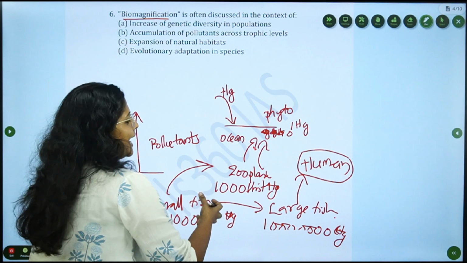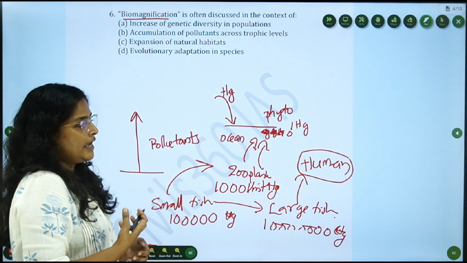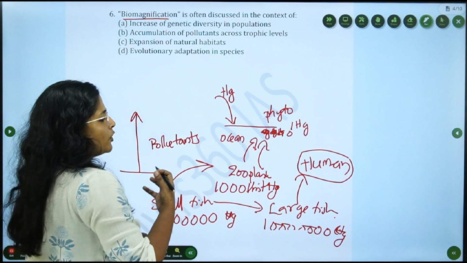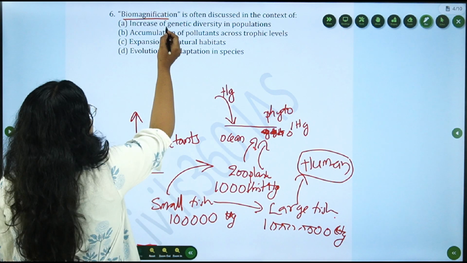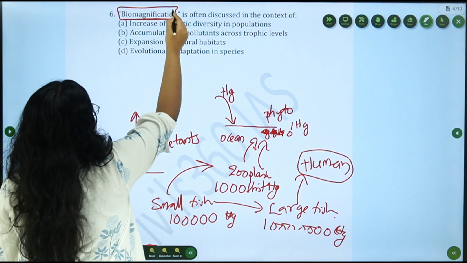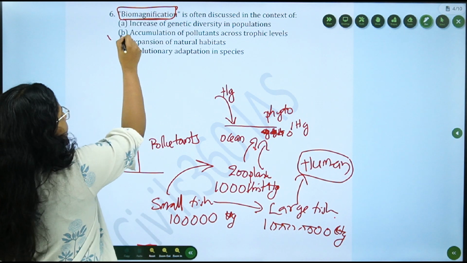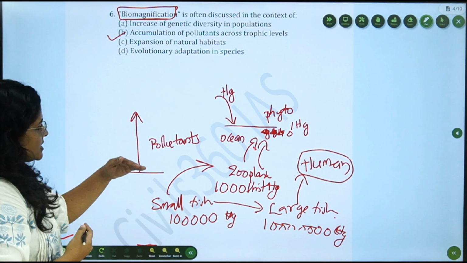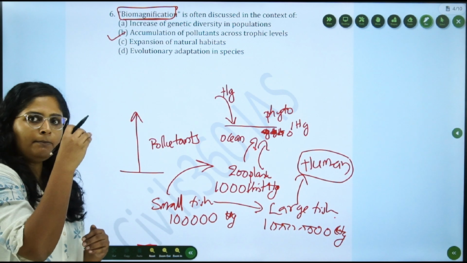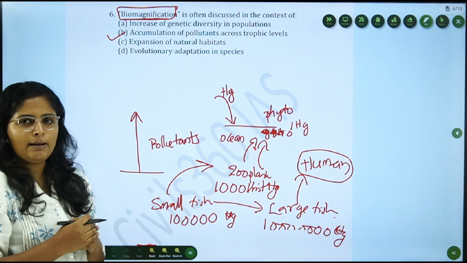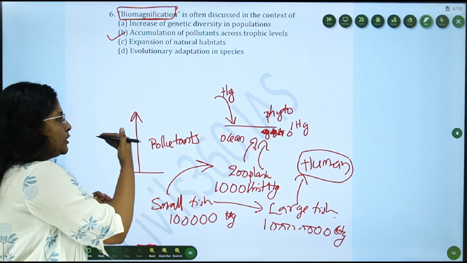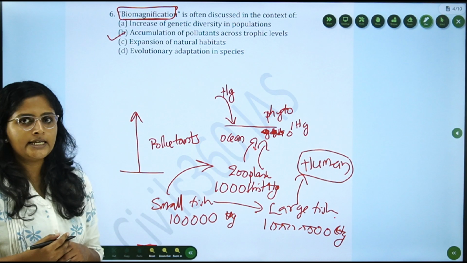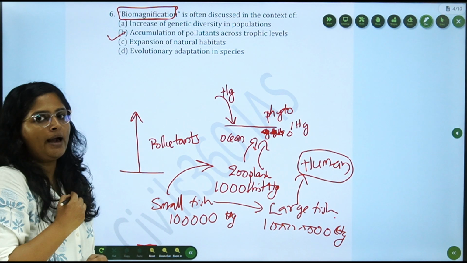This gets magnified through these trophic levels, and the final consumer will get a humongous amount of this pollutant. That is what is called biomagnification. So it is nothing but the accumulation of pollutants across trophic levels. The lower trophic level will have a minimal or negligible amount of these pollutants, but as it goes up the trophic levels, the amount of pollutants increases. That is what is called biomagnification.